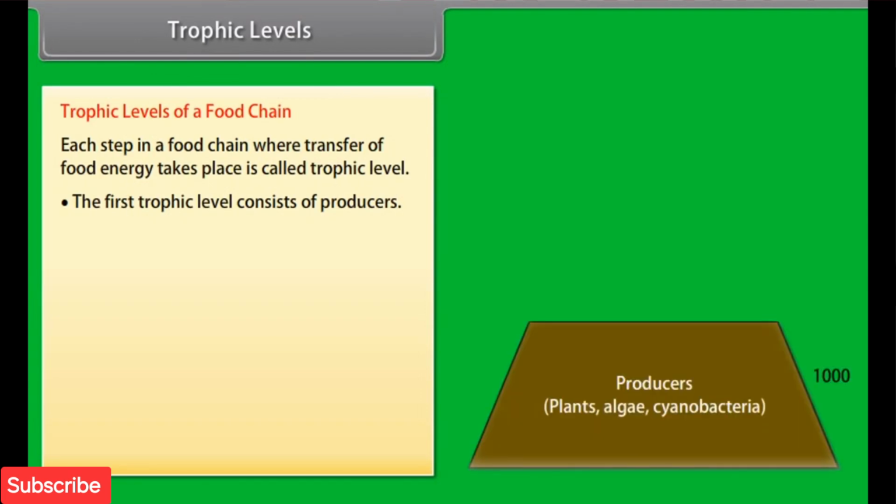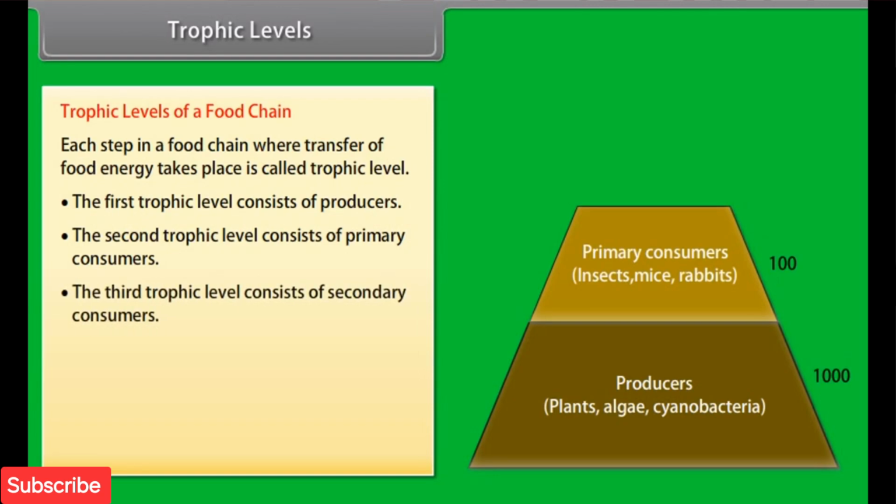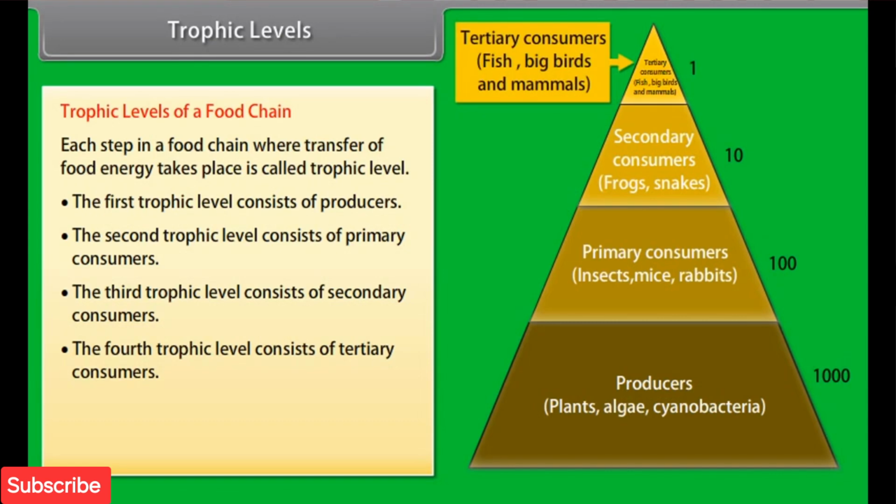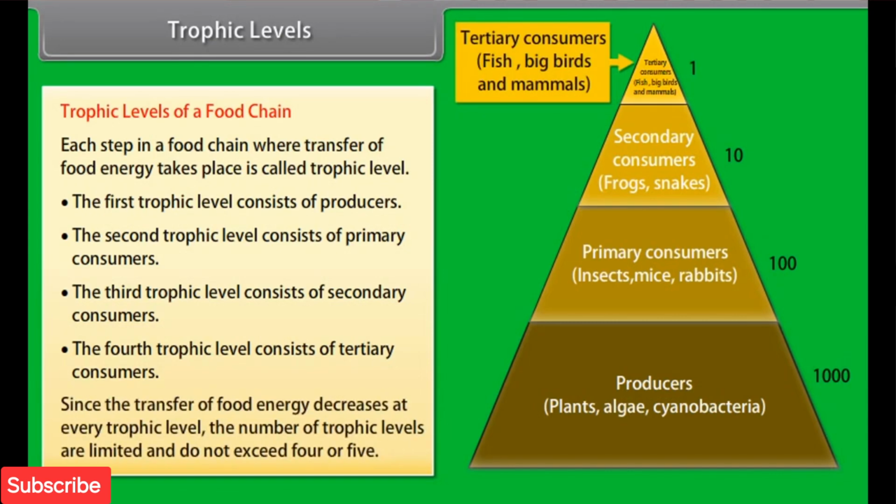Trophic levels. Each step in a food chain where transfer of food energy takes place is called trophic level. The first trophic level consists of producers. The second trophic level consists of primary consumers. The third trophic level consists of secondary consumers. The fourth trophic level consists of tertiary consumers. Since the transfer of food energy decreases at every trophic level, the number of trophic levels is limited and does not exceed 4 or 5.